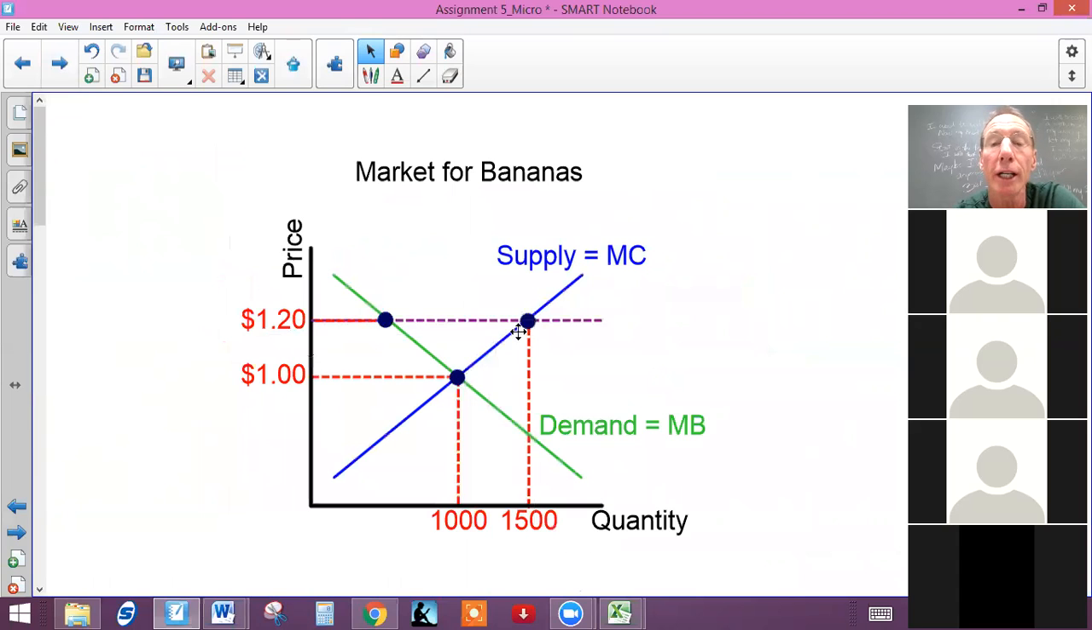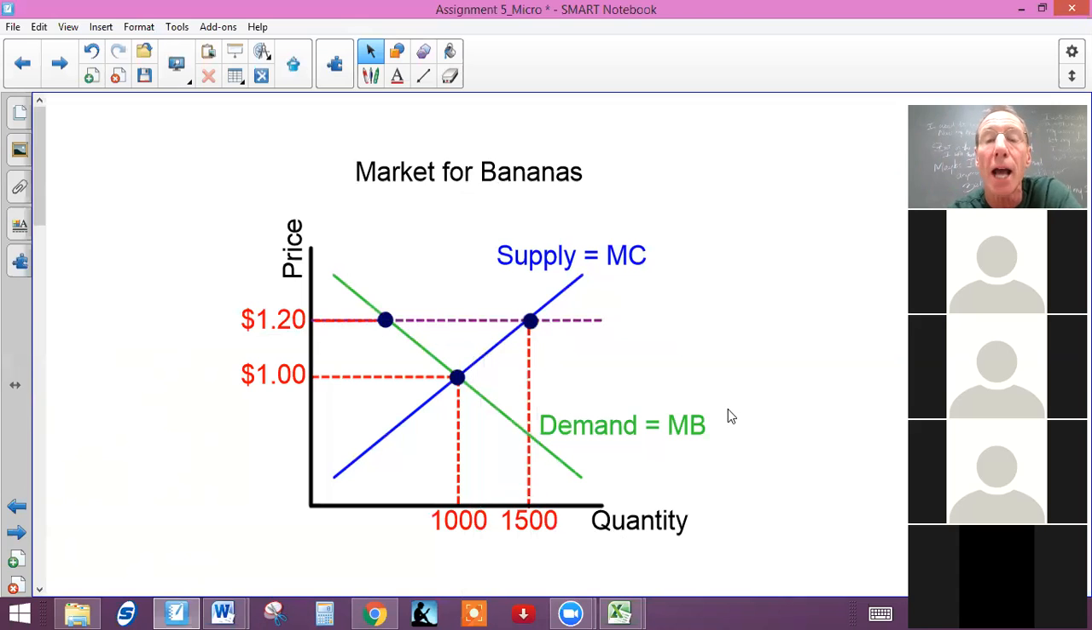Okay, so the only way you're going to get a movement along either the supply curve or the demand curve is if something changes the price of bananas in this case, not the price of peanuts or anything else, but the price in the model. If the price in the model changes, you're going to get some kind of a movement along the line, or if the quantity changes.